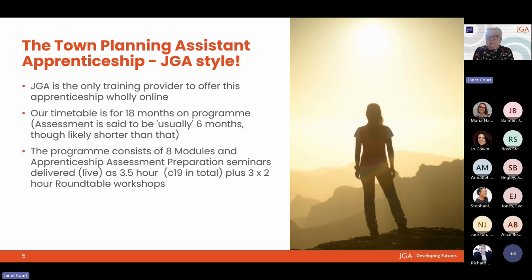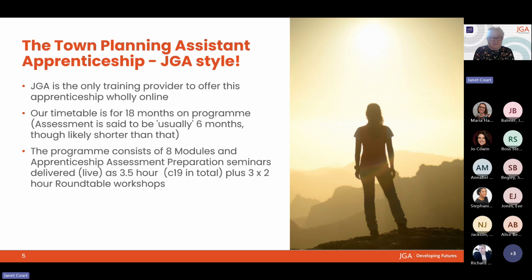The modules and the apprenticeship assessment prep seminars usually run for 3.5 hours, and there'll be around 19 of those in total across the 18 months. But there'll also be 3 2-hour roundtable workshops. So they're on programme for 18 months. Actual modules and workshops will be for 15 months.